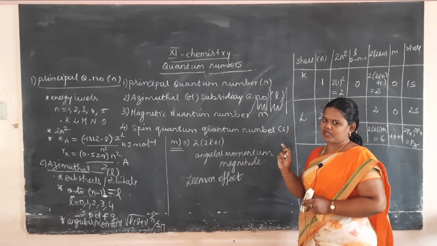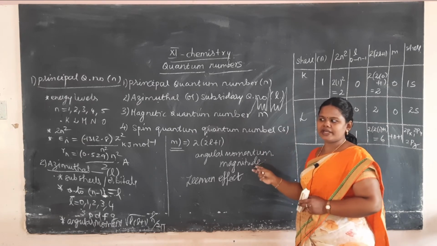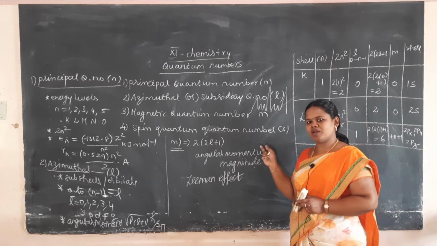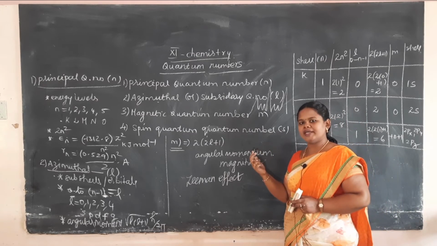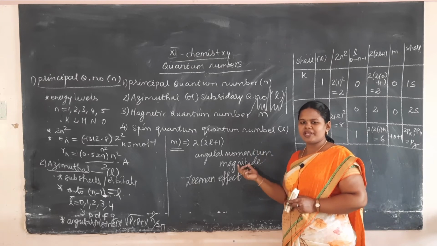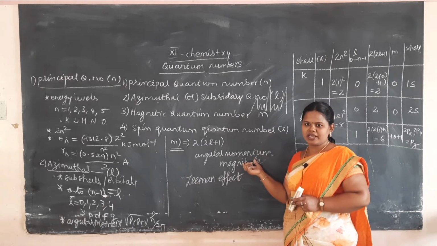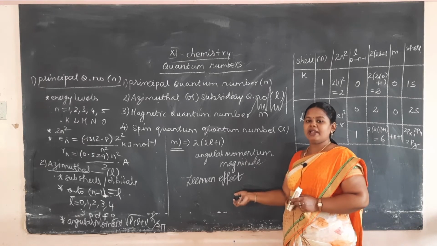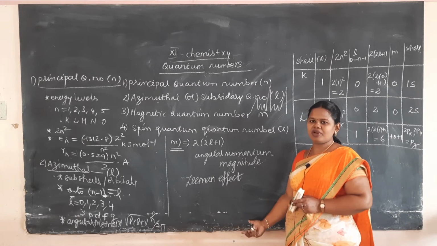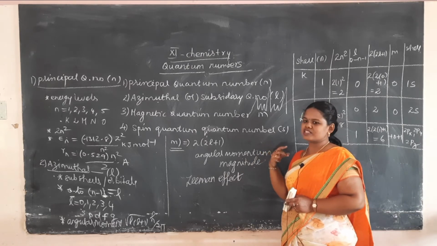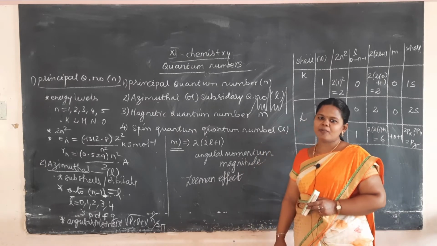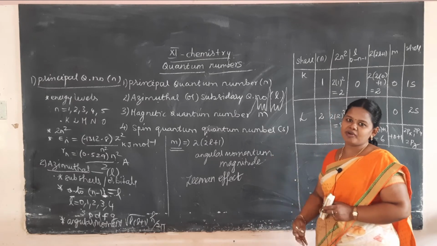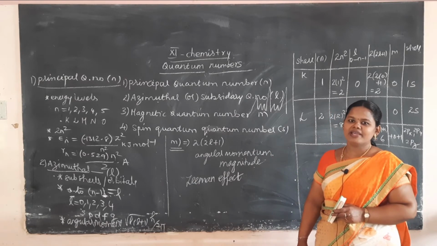So it tells about the orientation of the electron in space. Its value ranges from 2 into 2L plus 1. Then angular momentum, its magnitude is determined by the azimuthal quantum number L. Its direction is determined by the magnetic quantum number M. And the Zeeman effect is the splitting of spectral lines in the magnetic field, which is confirmed by this magnetic quantum number M.